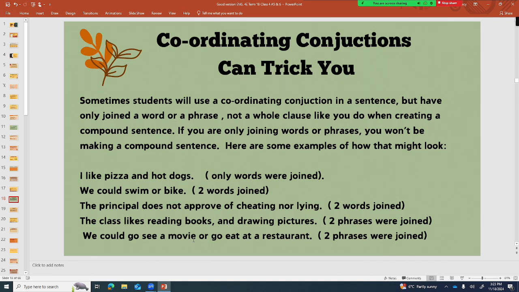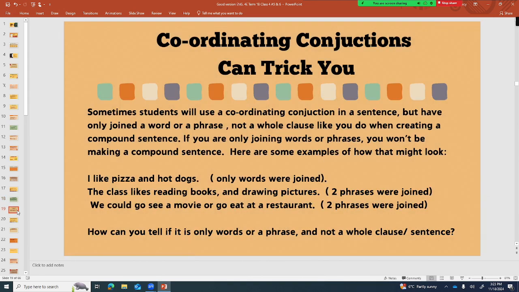We could go see a movie or go eat at a restaurant. Again, go see a movie is one phrase. Go eat at a restaurant is a second phrase. But the second phrase here would need a subject if I was making a compound sentence, and it doesn't have one. So these ones, even though they're using the conjunctions and, or, nor, they're not compound sentences. A compound sentence has to join two simple sentences to create one bigger sentence.